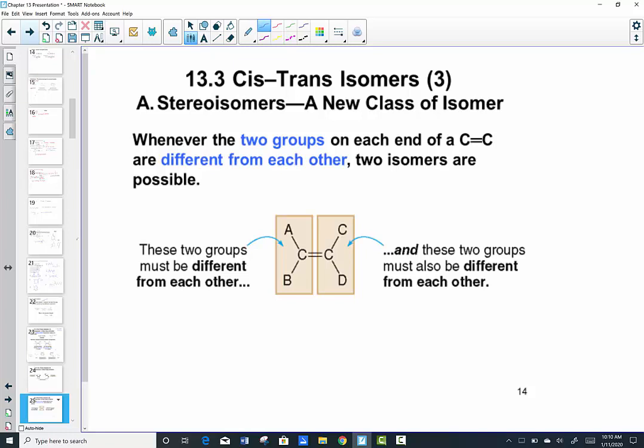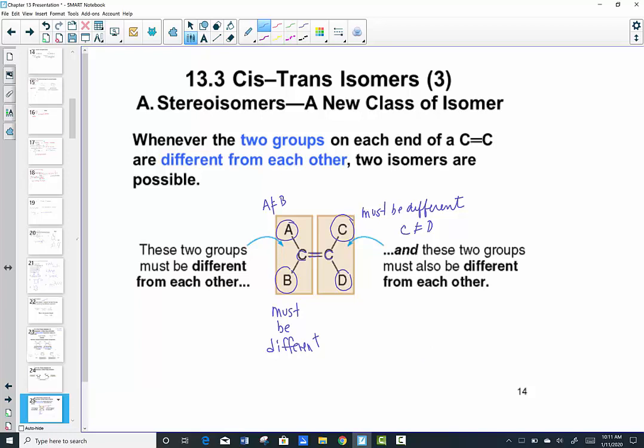Notice that each carbon in the double bond has two groups coming off of it. A and B must be different. C and D must be different from one another. A cannot equal B, right? They cannot be the same. And C cannot equal D. In order to have cis-trans isomers, you have to have different things coming off of the carbons in the double bond. Now let's kind of model what that means.